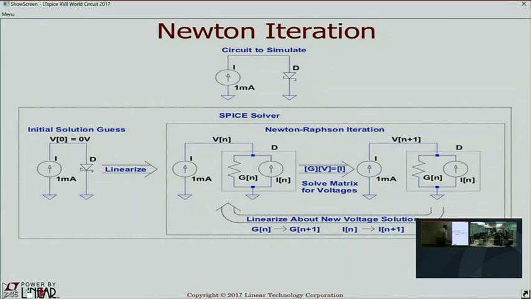dV squared, okay? Plus higher order terms even than that. Now the idea of Newton iteration is that you just keep these two terms and you forget that. So you approximate the IV curve with an IV line. Okay? And then you do this for every single nonlinear element in the whole schematic.